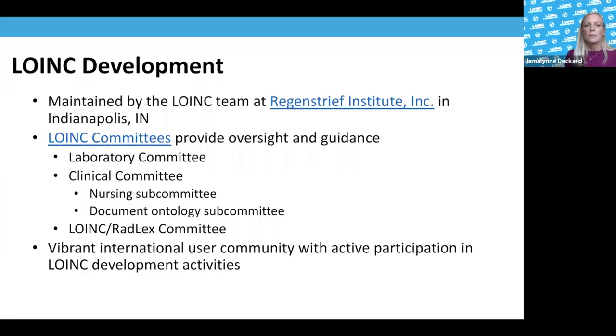So the development of LOINC, it's maintained by the team at Regenstrief Institute in Indiana. We have the 3 committees that Swapna had mentioned earlier, the 3 main committees: the laboratory, clinical, and then the LOINC RadLex committee. And then underneath the clinical committee, we have the nursing and document ontology subcommittees that meet frequently. We also have a vibrant international community who actively participate in all the LOINC development activities.